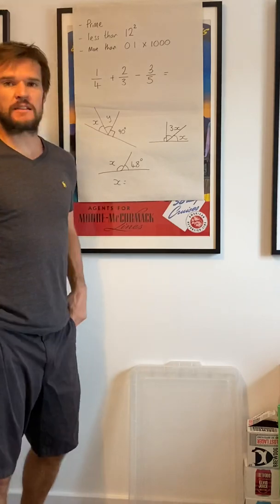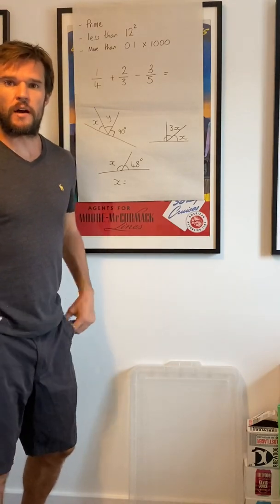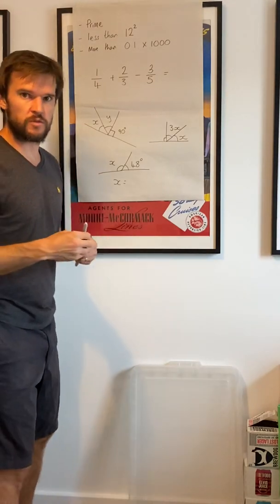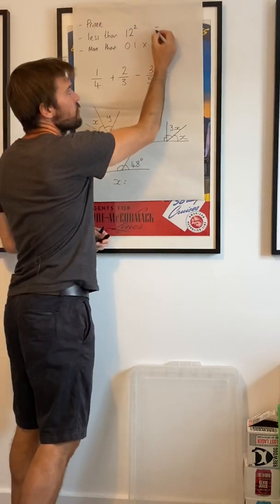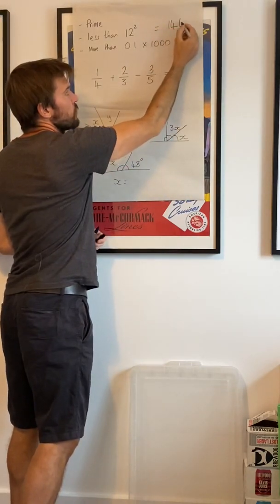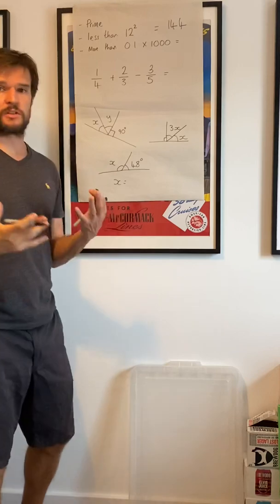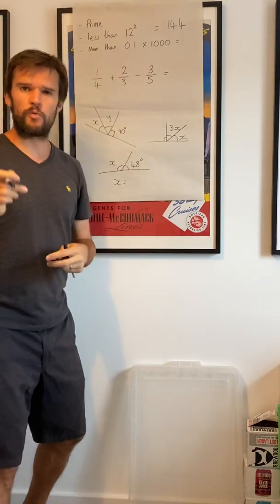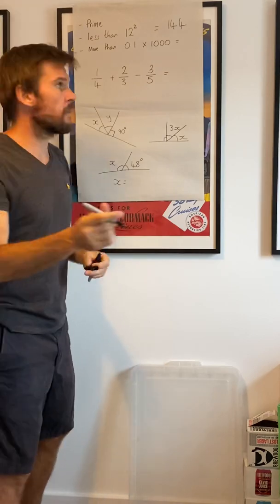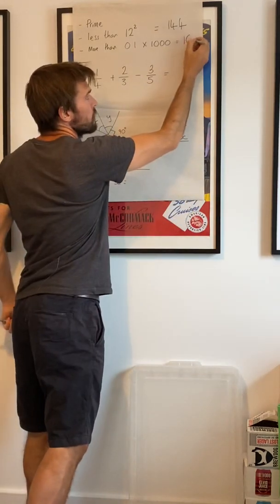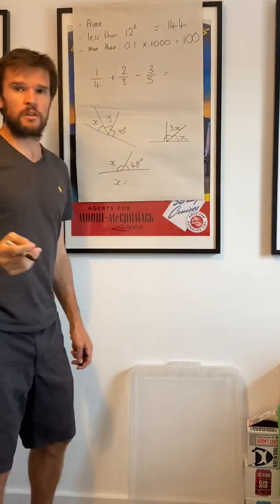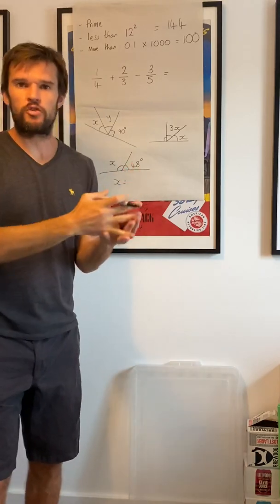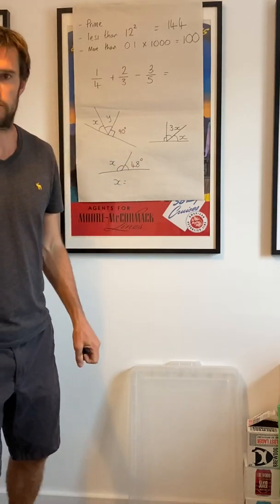The next one says less than 12 squared. We know 12 squared is 12 times 12, so we know this is 144. Okay, so it's got to be smaller than that. The next one says more than 0.1 times 1,000. You can do that. 100. Okay, so you know the number has to be between 100 and 144.